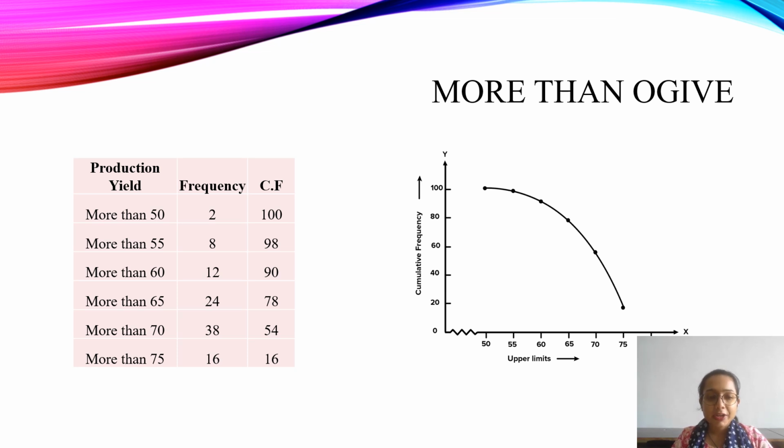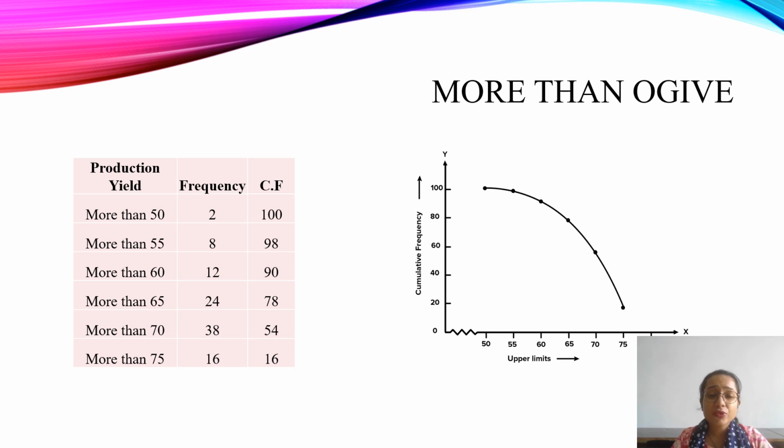So basically whenever we have class intervals and frequencies, firstly we have to add all the frequencies. After adding all the frequencies, like 2 plus 8 plus 12 plus 24 plus 38 plus 16, you will get a number that is equal to 100. Okay, so the first CF would be 100.